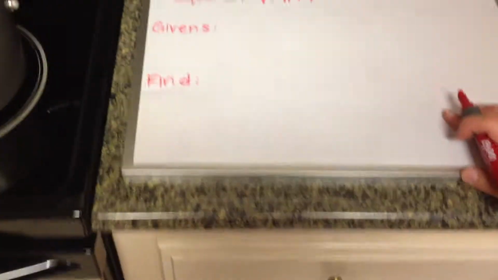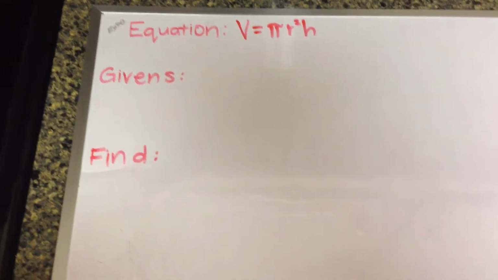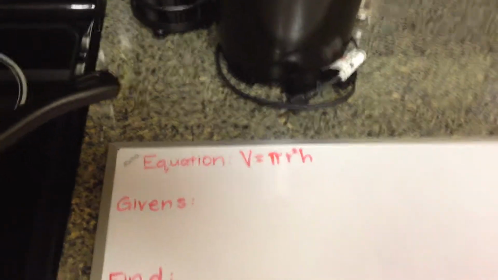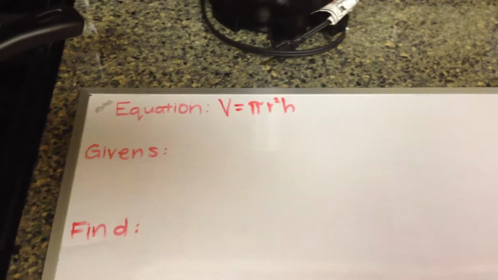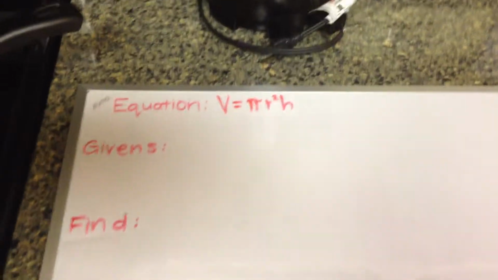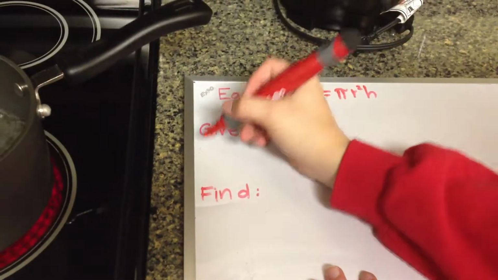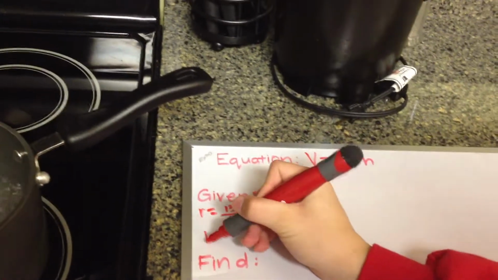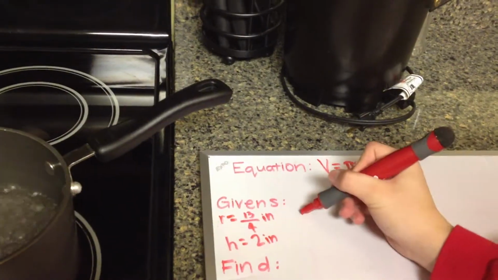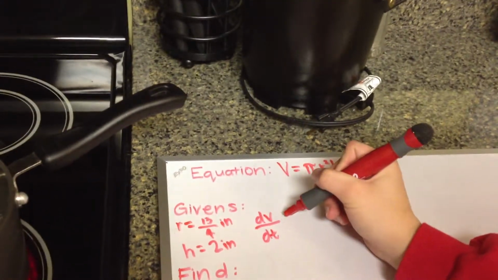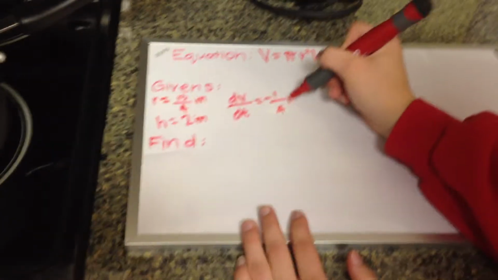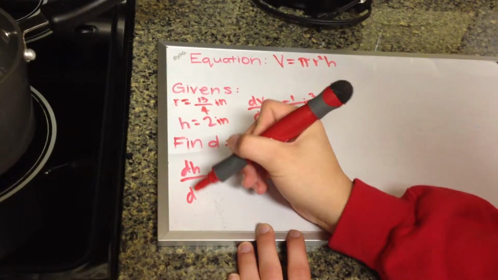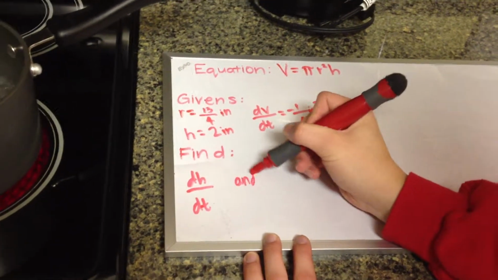So the first step is to dissect the problem and figure out your equation, your givens, and finds. Since it's dealing with volume of a cylinder, your equation is volume equals pi r squared times height. Your givens are that the radius equals 13/4 inches, the height is 2 inches, and the change in volume over time is negative 1/4 cubic inches per minute. And then you look at your finds, which are change in height over time and height after 3 minutes.